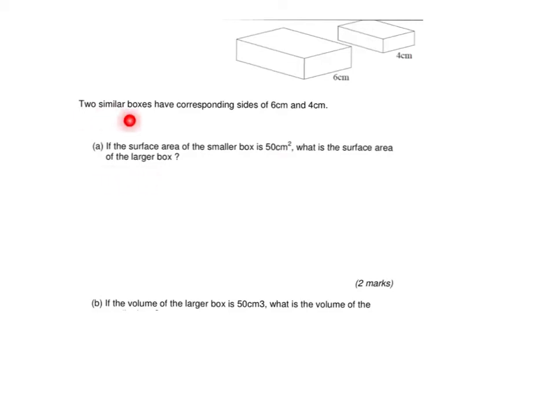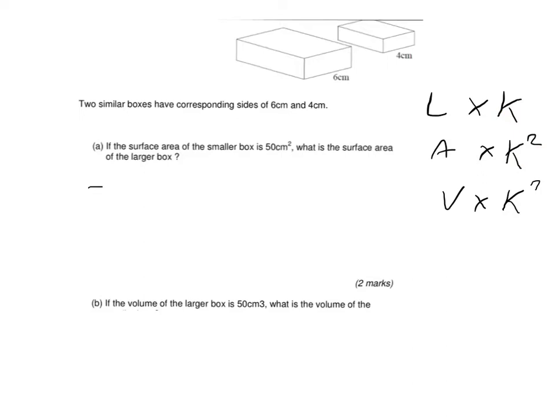Well, because the boxes are similar, then we have to know about enlargement factors that apply to lengths, areas and volumes. I'll just remind you that lengths we multiply by the enlargement factor k, area we multiply by k squared, and for volume we multiply by k cubed. Now if we're in the first question going from the surface area of the smaller box to the surface area of the larger box, we're going to need to find the enlargement factor but then square it and multiply it by the area of the smaller box.